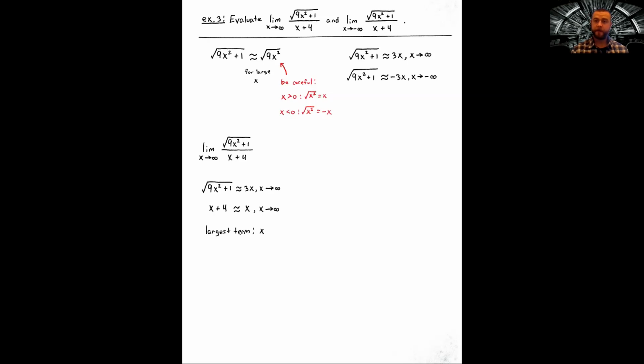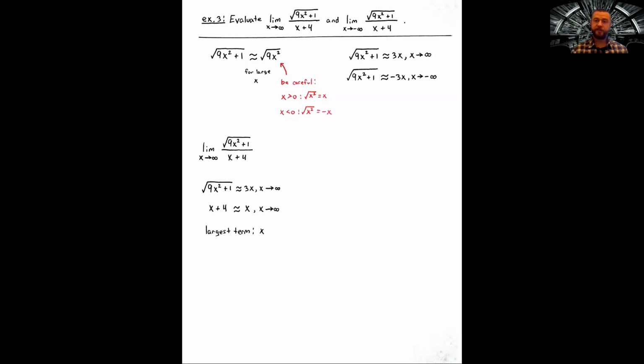The largest term is x. Now for the numerator, we would say the largest term is 3x. It's what the numerator behaves like for large values of x. The denominator is just x, but that factor of 3 doesn't really make that much of a difference. Think of 3 million versus 1 million. They're both fairly big. That factor of 3 doesn't really make a huge difference. So for simplification, we'll just use the largest term as just x. That makes the algebra a little bit easier.